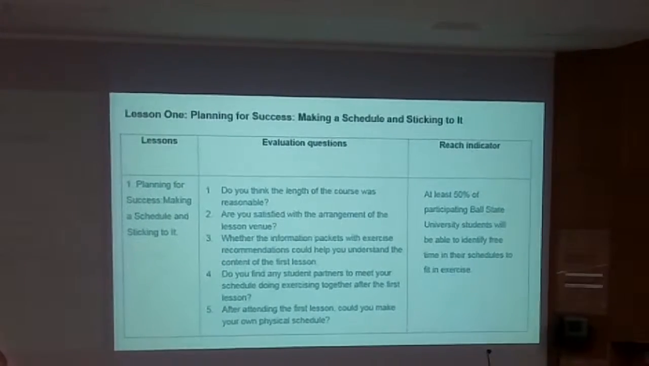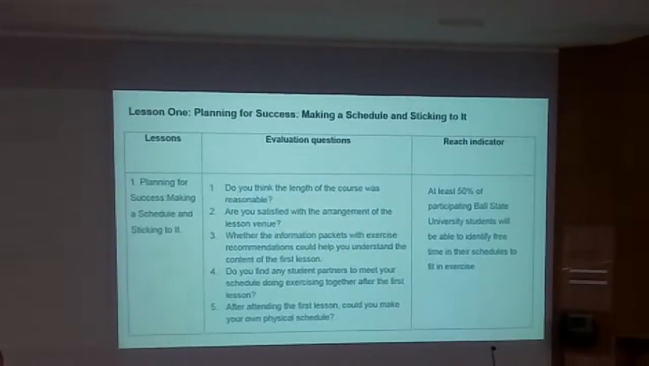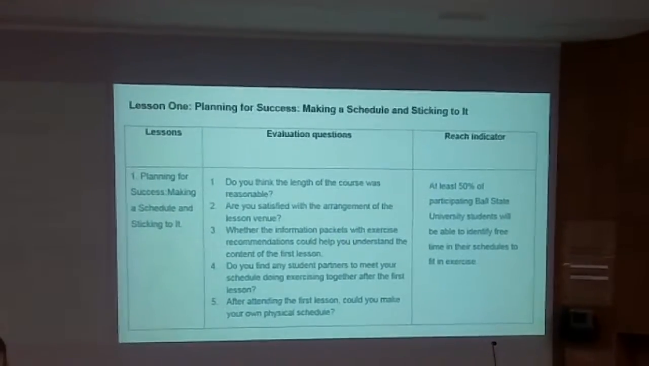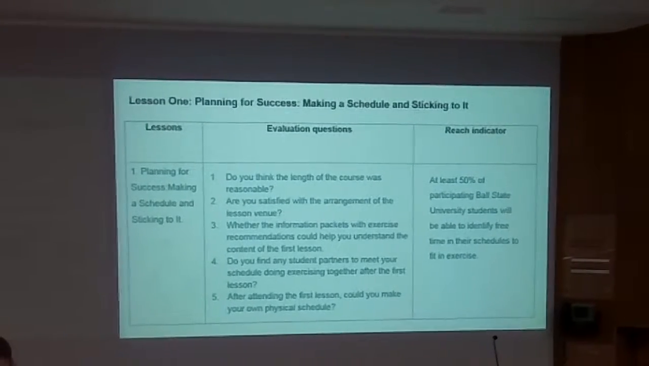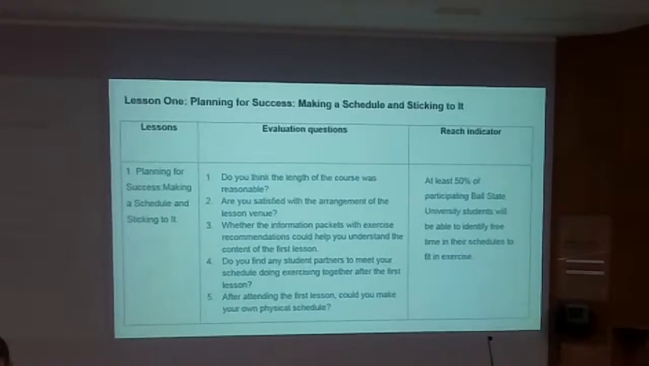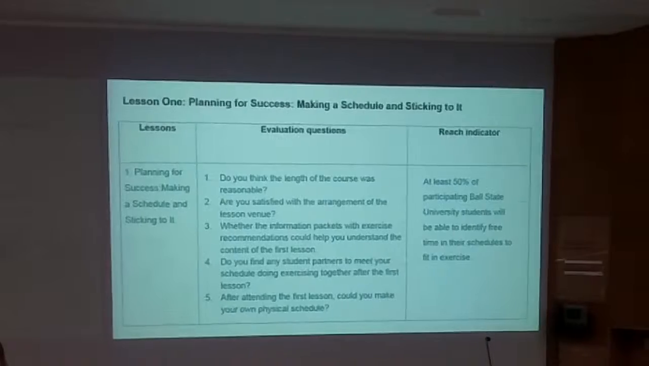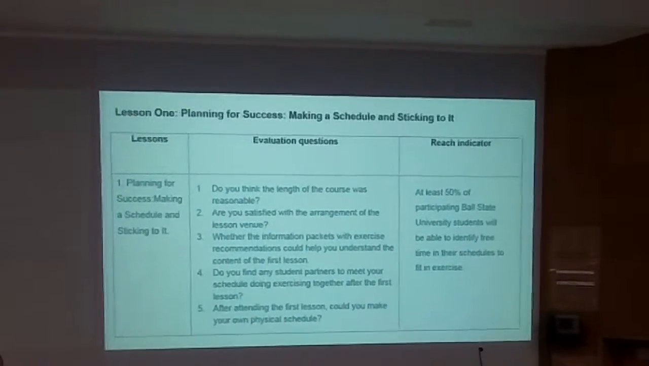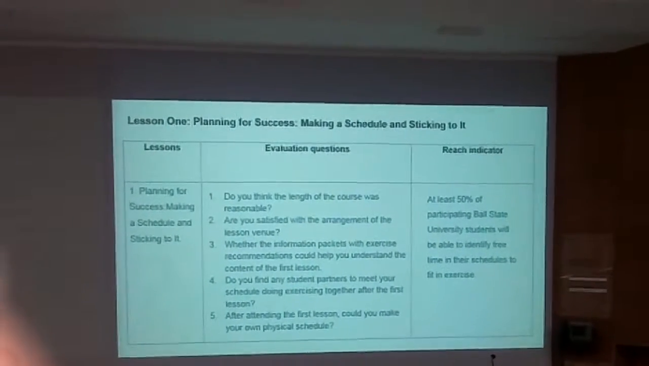Let's move to the first section, planning for success: making a schedule and sticking to it. After lesson 1, at least 50% of the participants will be able to identify free time in their schedule to fit the exercise. So we have some evaluation questions for the participants, like, are you satisfied with the arrangement of the lesson? Or did you find any student partners to exercise together according to your schedule after the first lesson?